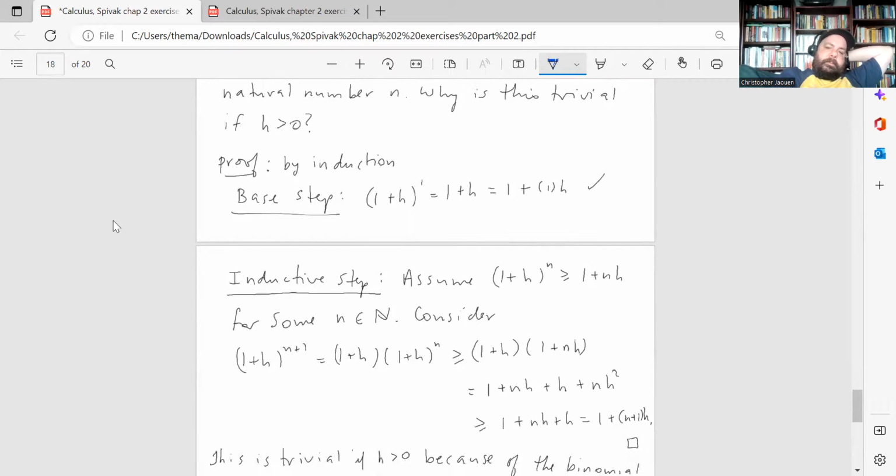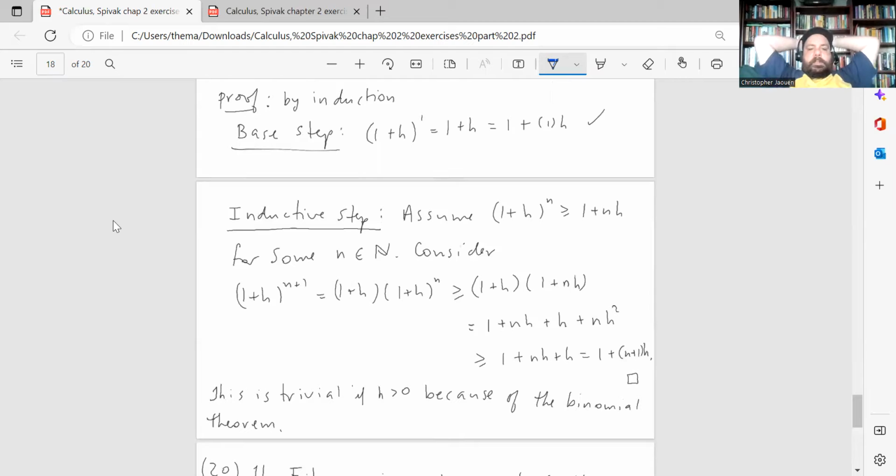The inductive step is next. So assume that (1 + h)^n is greater than or equal to 1 + nh for some natural number n. And then if we consider (1 + h)^(n+1), that equals (1 + h) times (1 + h)^n, which is greater than or equal to (1 + h) times (1 + nh) by the inductive hypothesis.